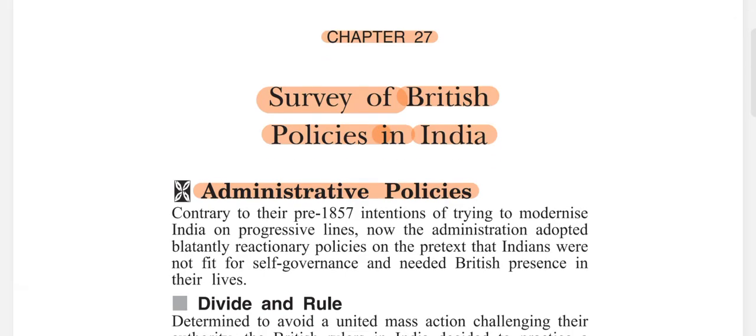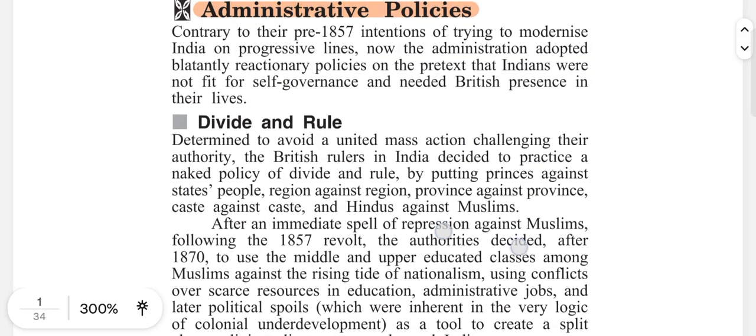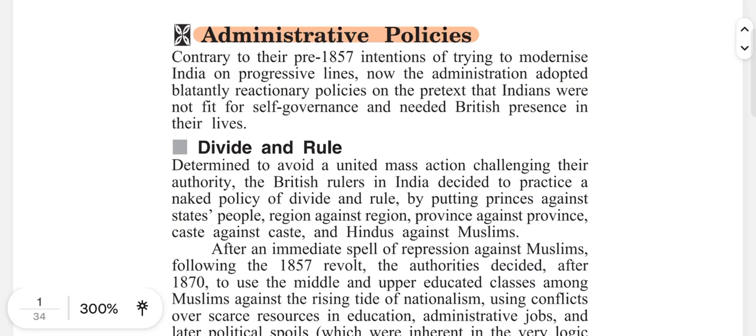Chapter 27, Survey of British Policies in India. Administrative policies contrary to their pre-1857 intentions of trying to modernize India on progressive lines. Now the administration adopted blatantly reactionary policies on the pretext that Indians were not fit for self-governance and needed British presence in their lives. Divide and rule.